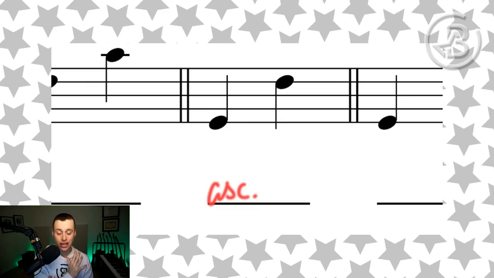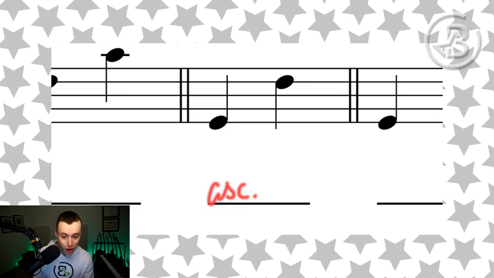From A to A sharp or B flat is 1/2 step. From A sharp or B flat to B is 1/2 step. Well, I need more fingers. From B to C is 1/2 step. From C to C sharp or D flat is 1/2 step. From C sharp or D flat to D is 1/2 step, and we have 10 half steps there.